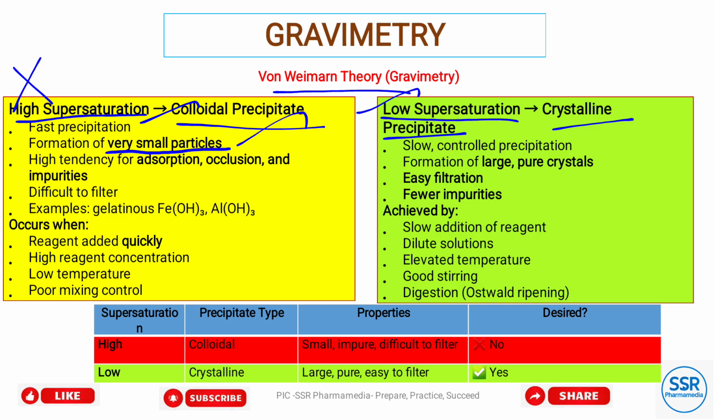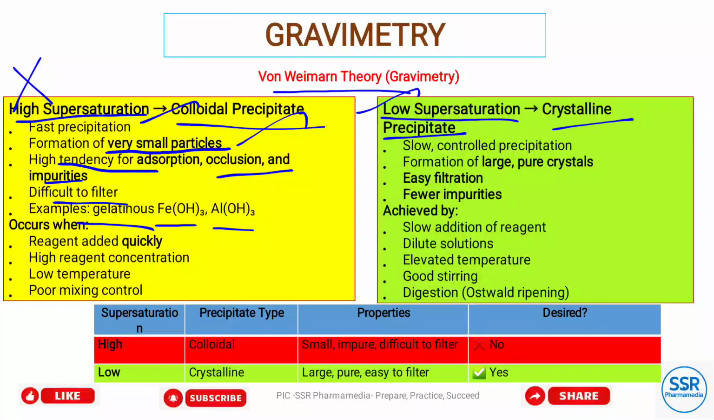Already I told you, very small particles means a larger number of particles may form. More particles increase the surface area, so more impurities are carried, giving a high tendency for adsorption and occlusion of impurities. It is difficult to filter, for example gelatinous substances like ferric hydroxide and aluminum hydroxide.